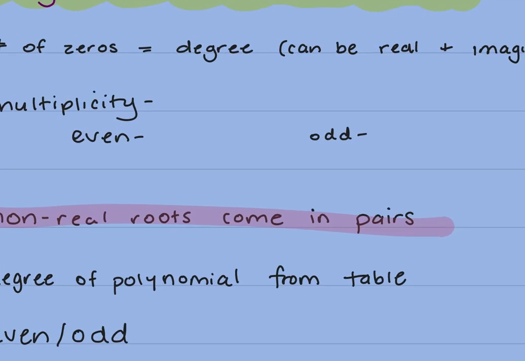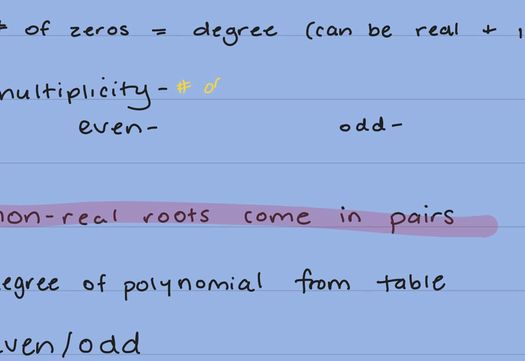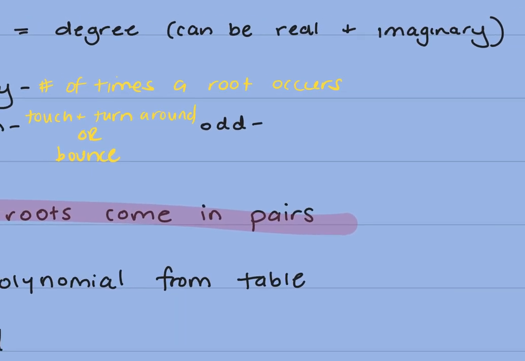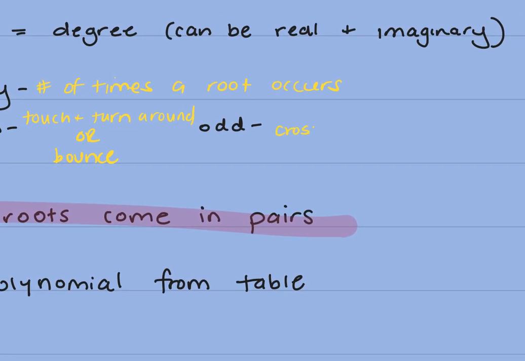The multiplicity is the number of times a root occurs. And if it occurs an even amount of times, it's going to touch the graph and turn around, or bounce, at that coordinate point or at that zero. And if it's odd, it crosses through. So multiple choice will say touch and turn around. But if you are describing it to me, I will take either of those.